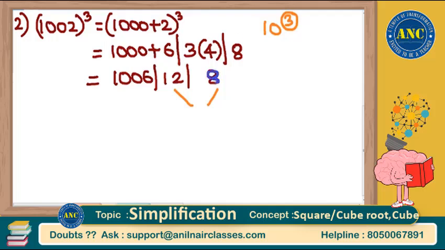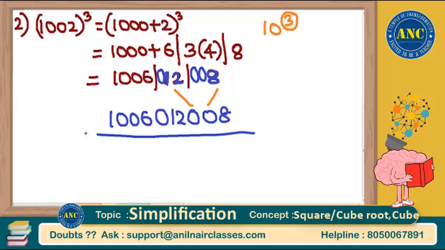Is 8 having 3 digits? No, it is not. Make it 3 digits by putting 2 extra zeros. Is 12 written in 3-digit format? No. Make it 3 digits by putting 1 extra 0. Your final answer is 1006 012 008. Very, very fast you can get all these answers, sir. These questions are never a difficulty if you are good in concept. b plus x whole cube is given by b plus 3x slash 3x square slash x cube, where 3x square and x cube are written in k-digit format. I believe the idea is very, very clear till this point of time for you.